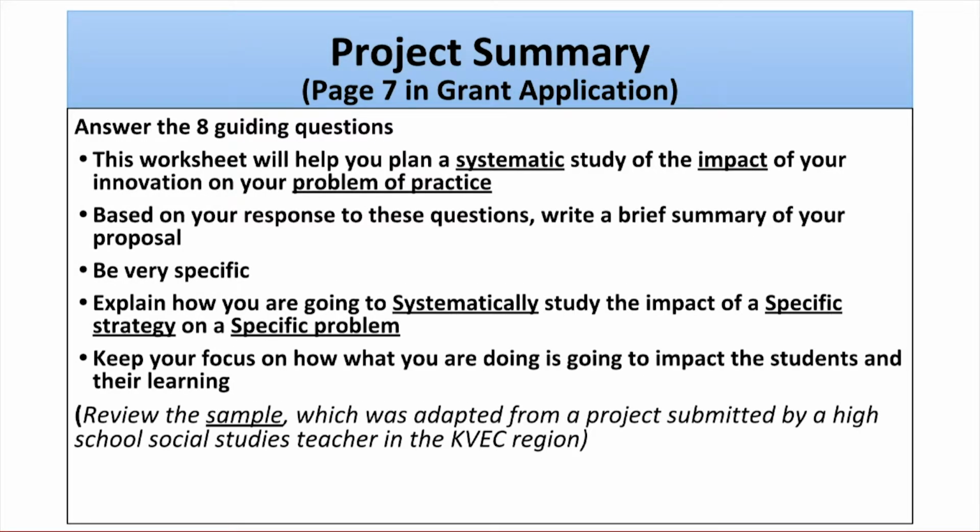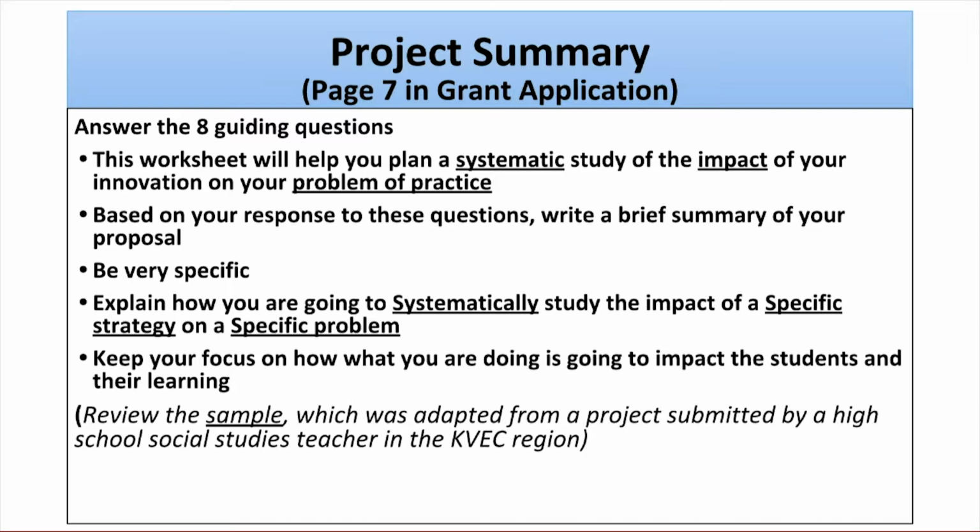Now, to help you write your project summary, on page 7 in the grant application, there are 8 guiding questions. We developed these 8 questions when we were doing a training on action research and how to use action research in the grant. And we were using those questions, and some of the grant recipients that were there and some ICs said, well, why don't you put this in the grant application? Because I think this would be so helpful to people that are writing it, because it gives them a guide. So that's what we did. And it'll help you plan that systematic study.